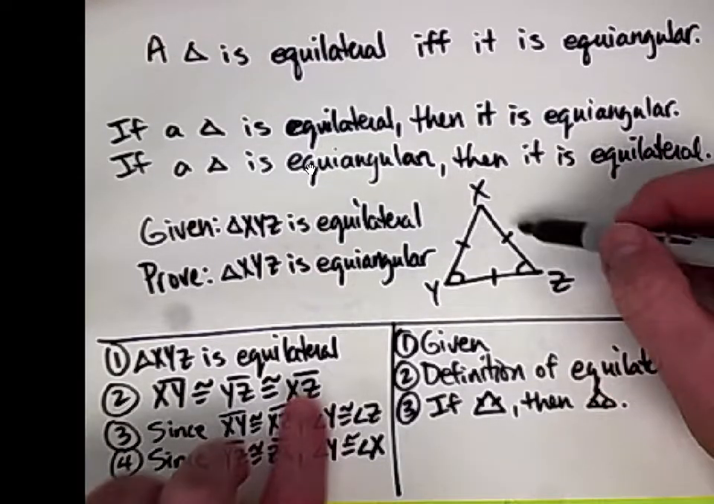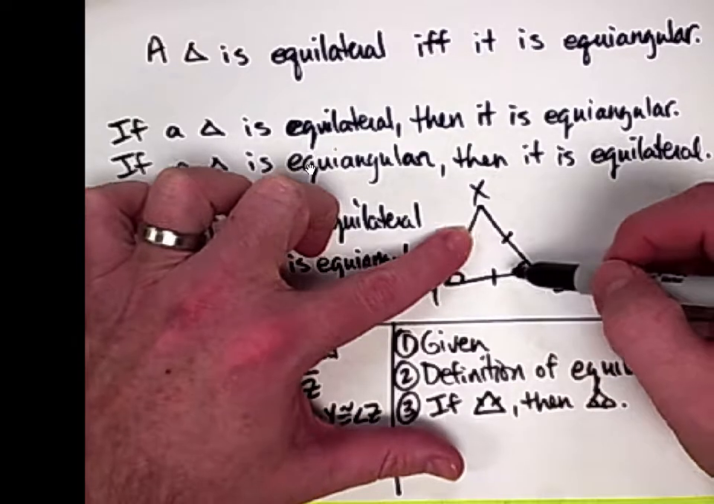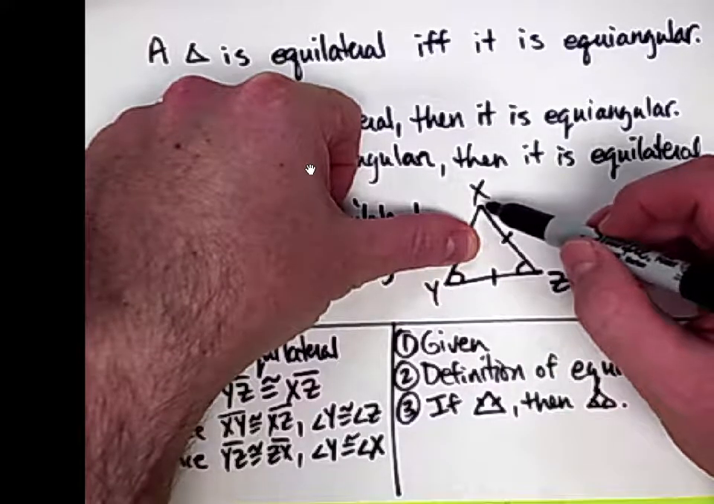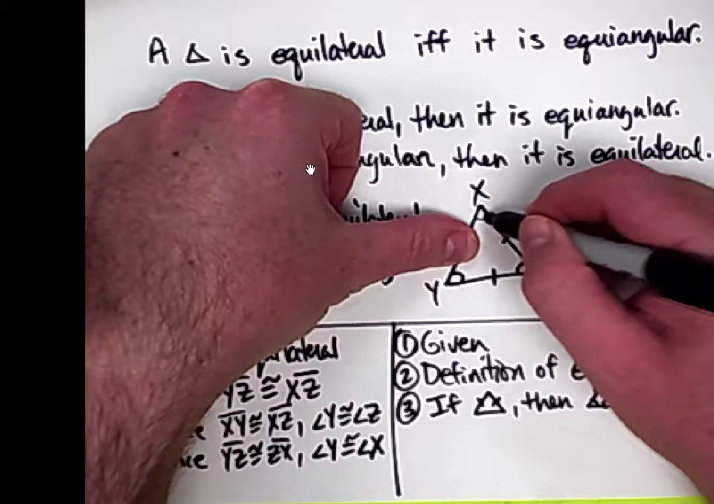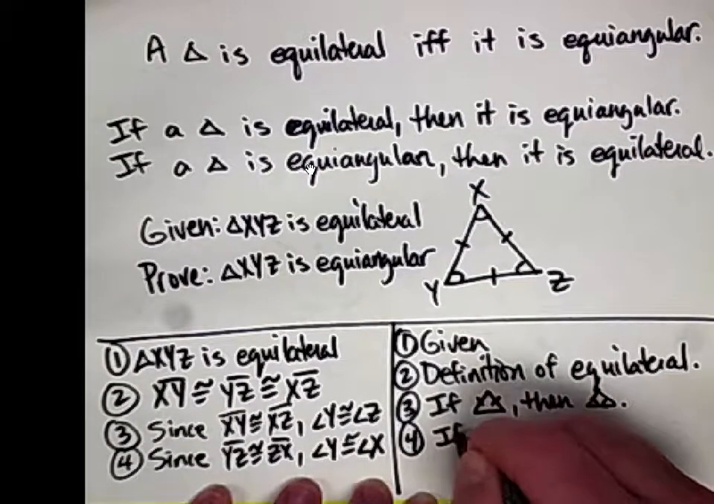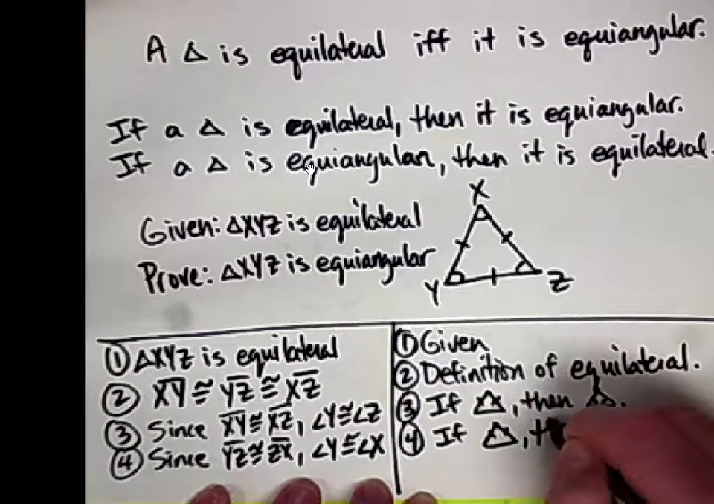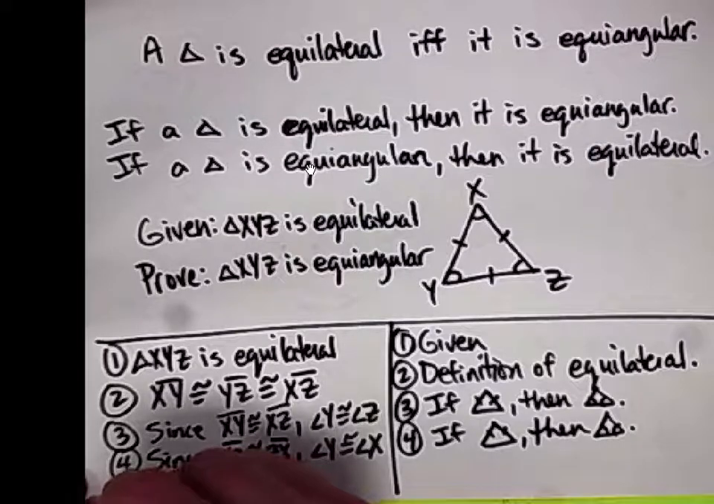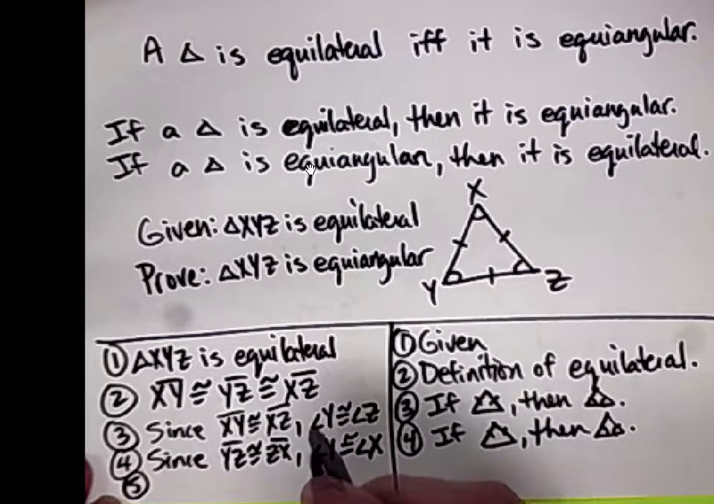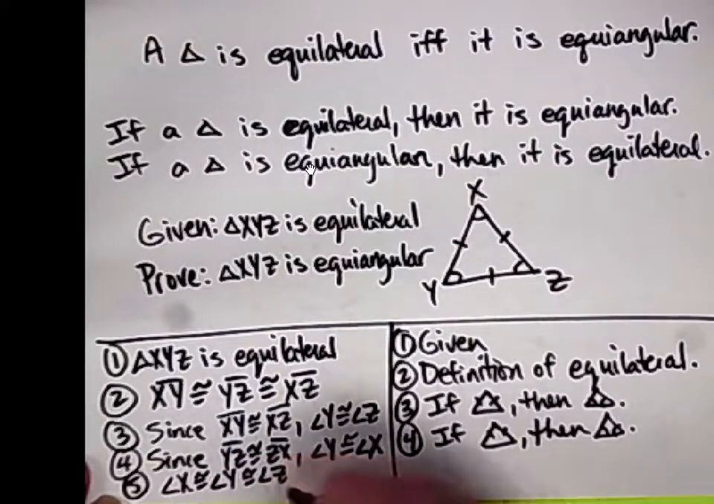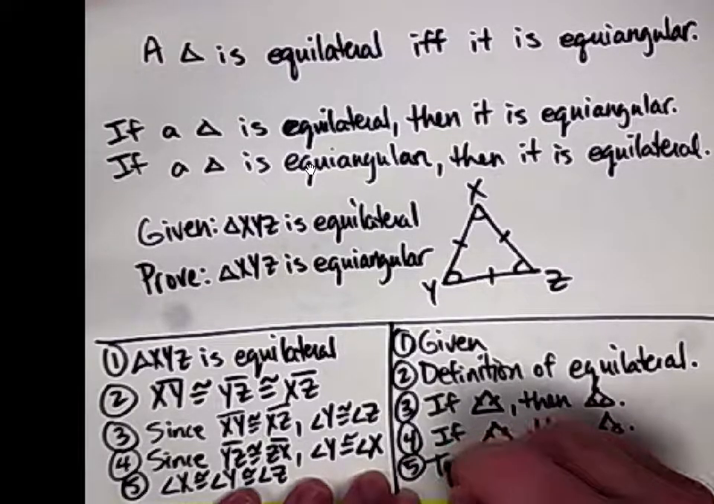Since YZ is congruent to ZX, so if you're just looking at these two sides, then if two sides are congruent, the angles opposite those. So we know that angle Y is congruent to angle X. And the reason is just like before, if opposite sides are congruent, then opposite angles are congruent. Well, look at what you have. X is congruent to Y and Y is congruent to Z. So what that means is angle X is congruent to angle Y is congruent to angle Z by the transitive property.